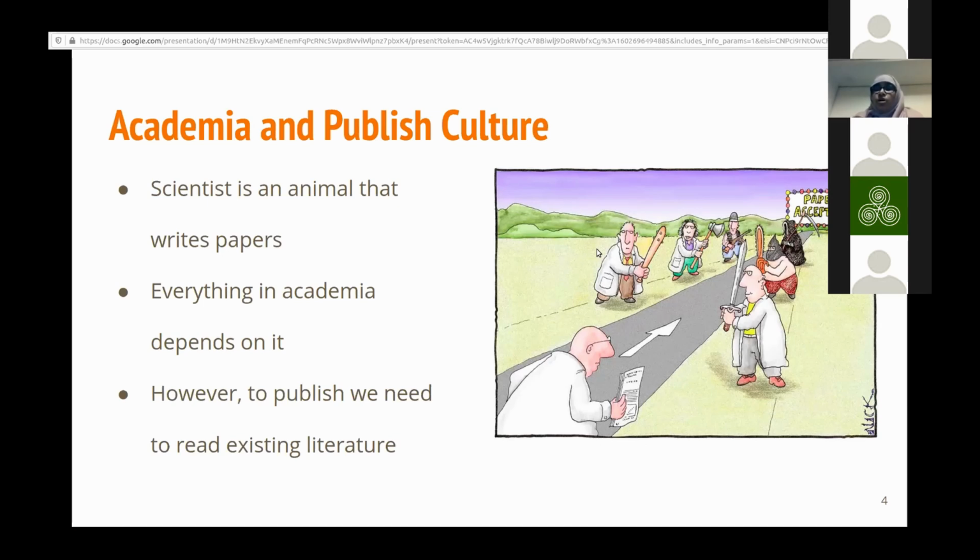The prestige, all of it comes from that, so we also have a term for it called publish or perish. So if you're publishing, you will survive in it. If you're not, you perish in academia. That's how it is. It's a cruel world.